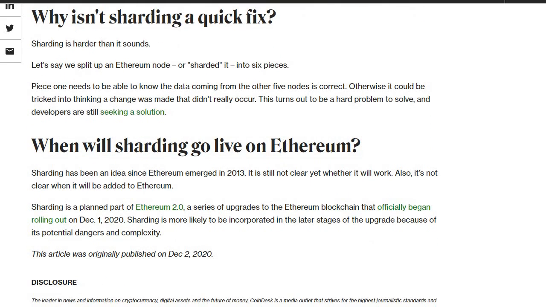Sharding is harder than it sounds. Let's say we split up an Ethereum node, or sharded it, into 6 pieces. Piece 1 needs to be able to know the data coming from the other 5 nodes is correct. Otherwise it could be tricked into thinking a change was made that didn't really occur. This turns out to be a hard problem to solve, and developers are still seeking a solution.